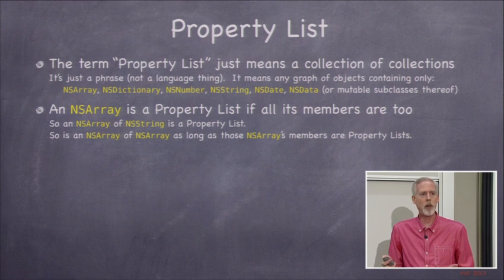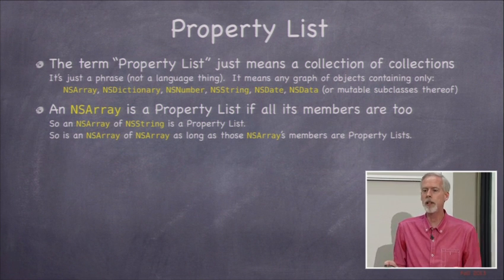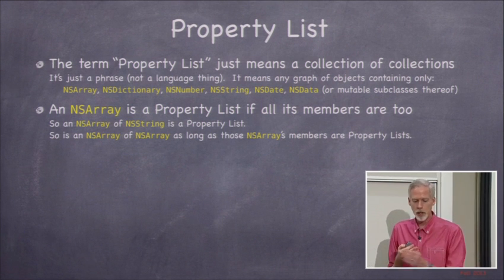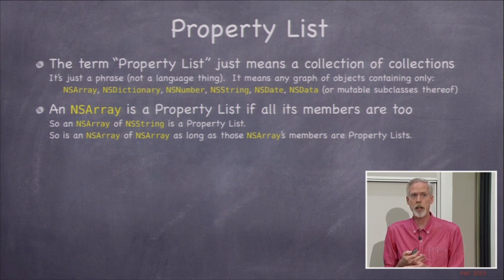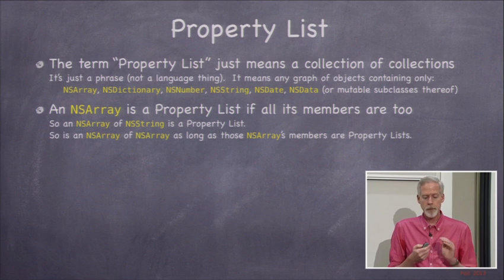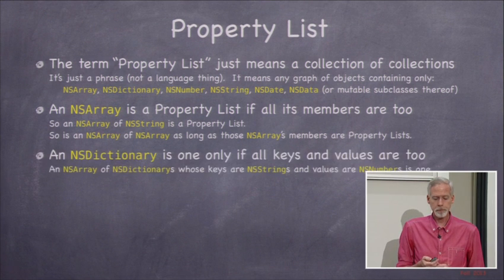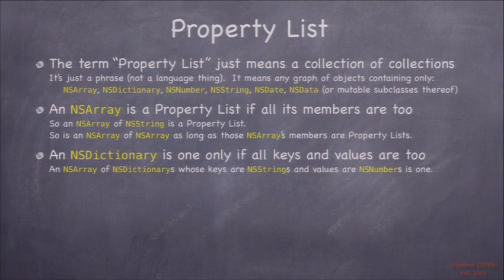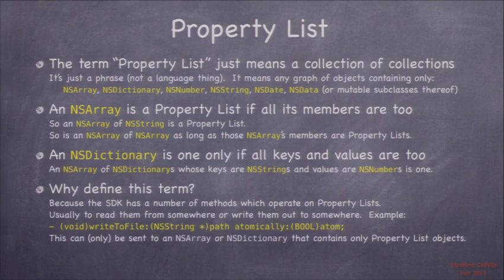Okay, so any arbitrary graph, but as soon as you have any object in there that's not one of these things, or their mutable versions, that's allowed too, so you can have NS mutable strings or NS mutable arrays in there, then it's a property list, okay? A dictionary is only a property list if all of its keys and all of its values are property lists. Okay? So a dictionary where the keys are strings and values are arrays or other dictionaries of property lists, that would be a property list.